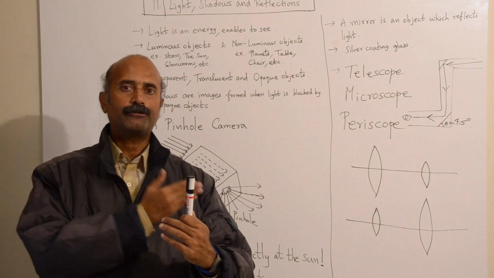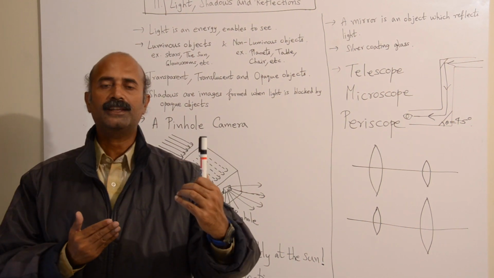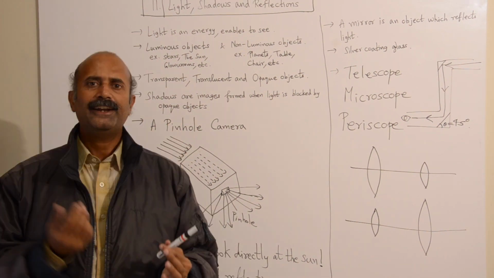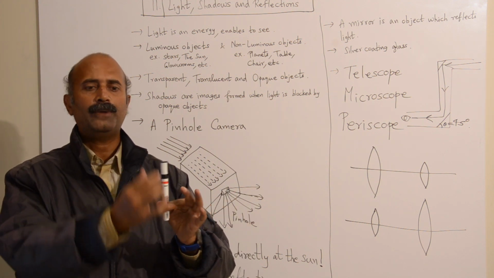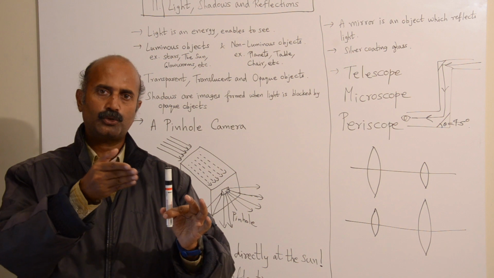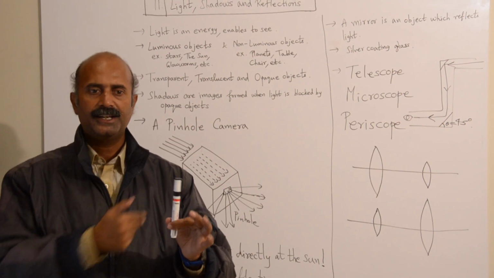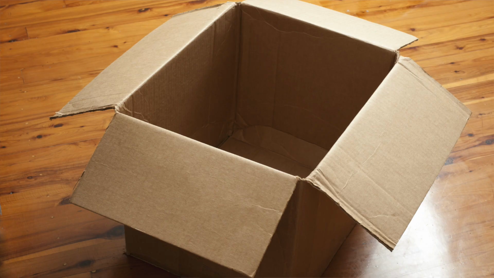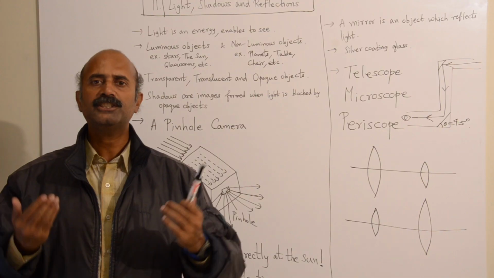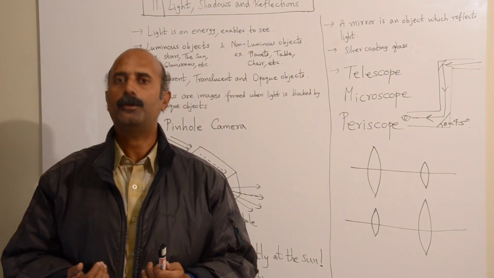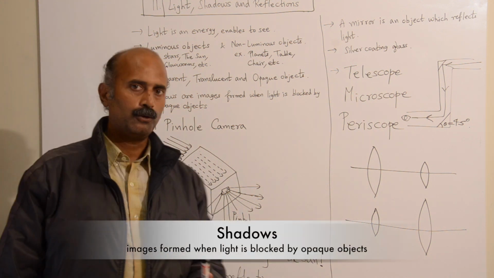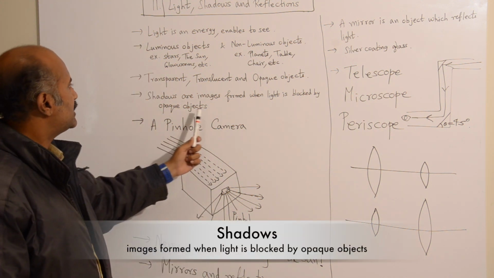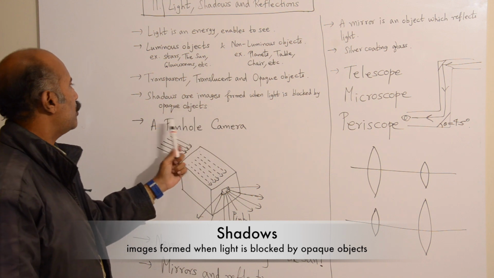That's why shadows are formed when opaque objects block the path of light. An example of an opaque object, even this marker is an opaque object because the light will not pass where the marker is. It can pass through the side of it, but not through it. Even a cardboard, or even a textbook. So these are a few examples of opaque objects. Now, let's define shadows. How will you define shadows? Shadows are images formed when light is blocked by opaque objects.